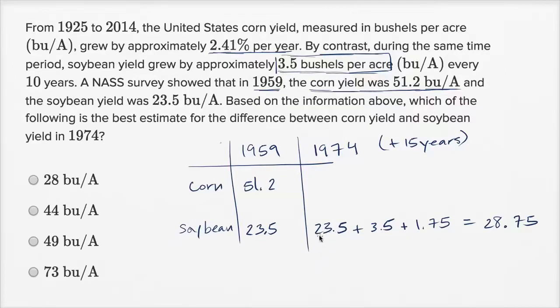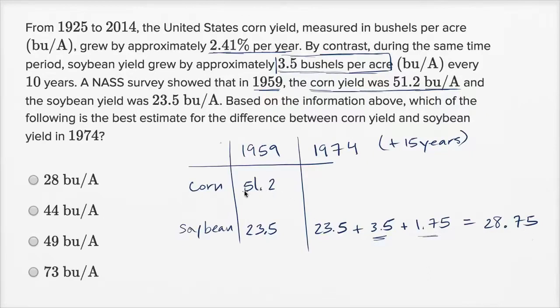Did I do that right? 23.5 plus 3.5 is going to be 27, 28.75. Yep. So if we grow 3.5 bushels per acre in 10 years, we're going to grow 1.75 bushels per acre in the next 5 years. That's the 15 years right over here. This is 10 years plus 5 years. So we get to 28.75.